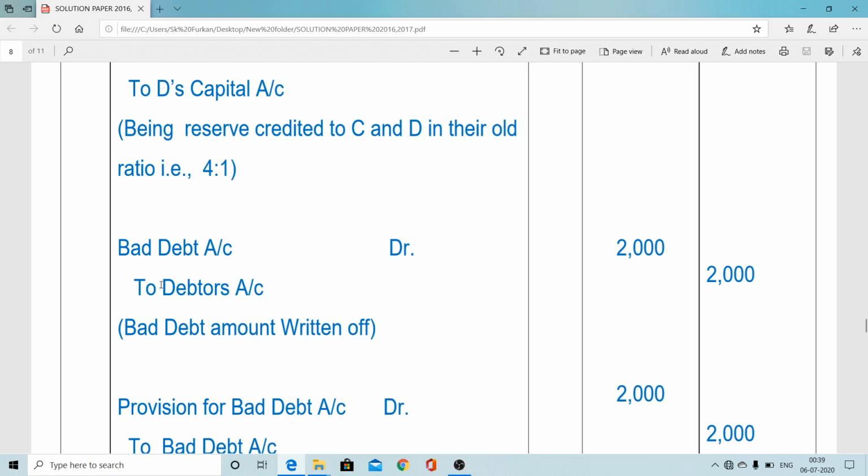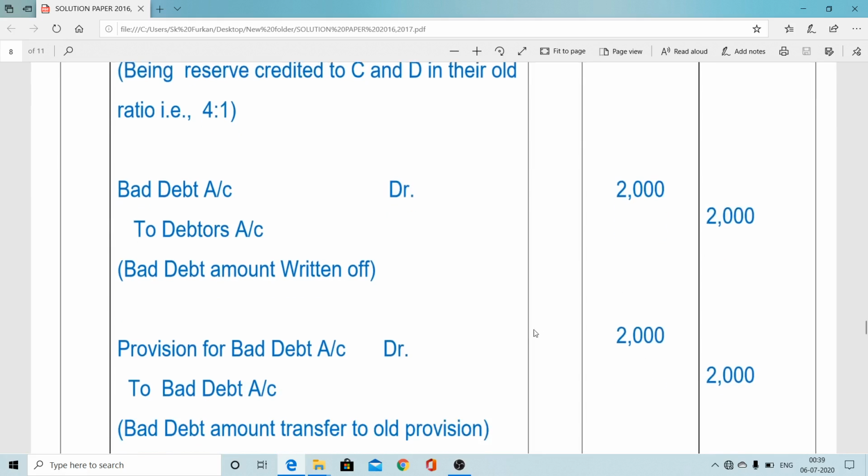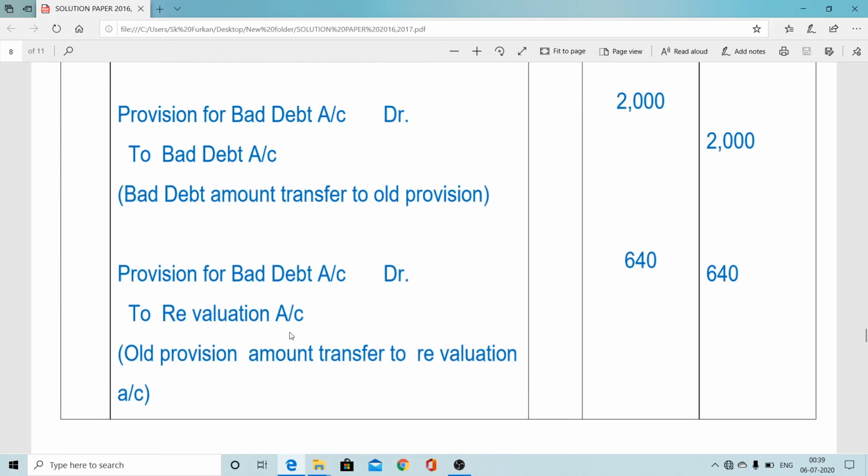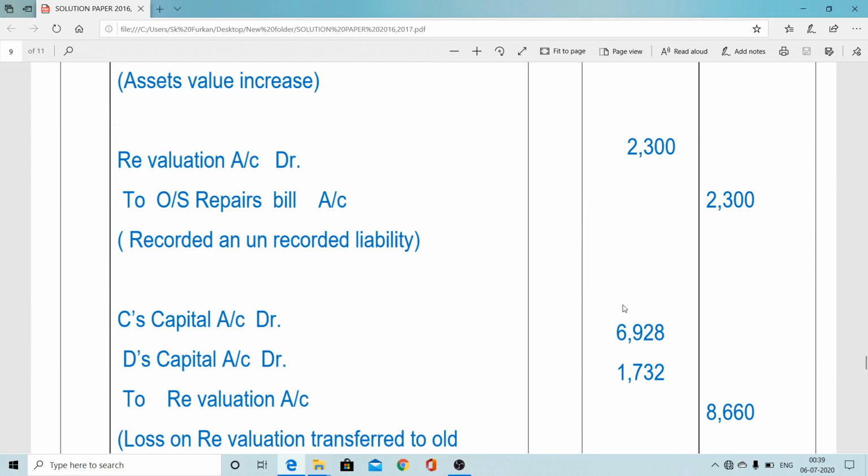Now this entry is a little bit difficult, that is bad debt. When bad debt arises, bad debt account debit to debtors 2,000, everyone knows that entry. Now the provision is already sufficient, so we can transfer this bad debt to the old provision. The second method we are applying here: provision for bad debt account debit 2,000 to bad debt, the transferring entry. After that, we will calculate the new provision and compare it with the old provision. Here the old provision is greater by rupees 640, so the last entry is old provision for bad debt account debit to revaluation 640. We can check the working.